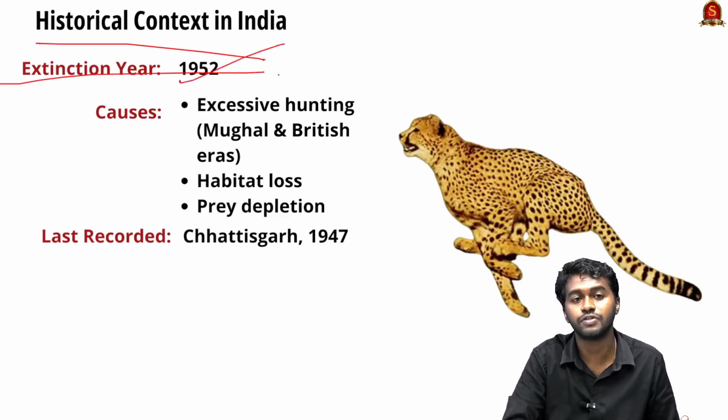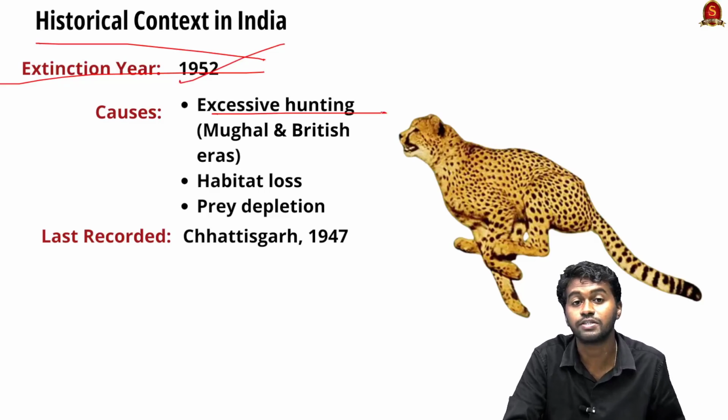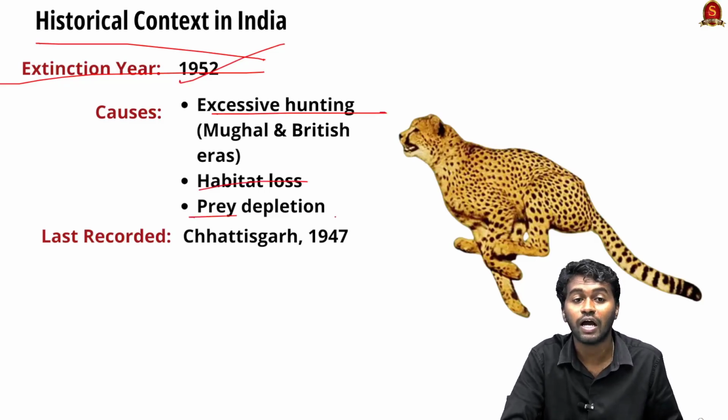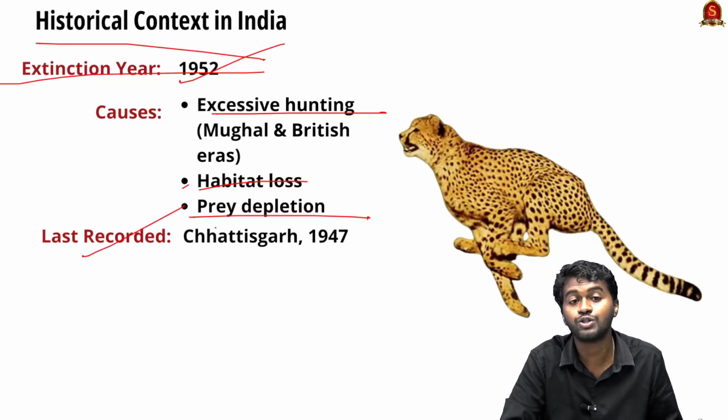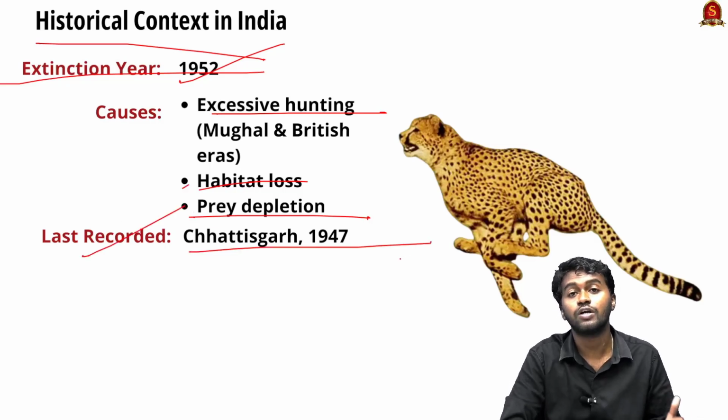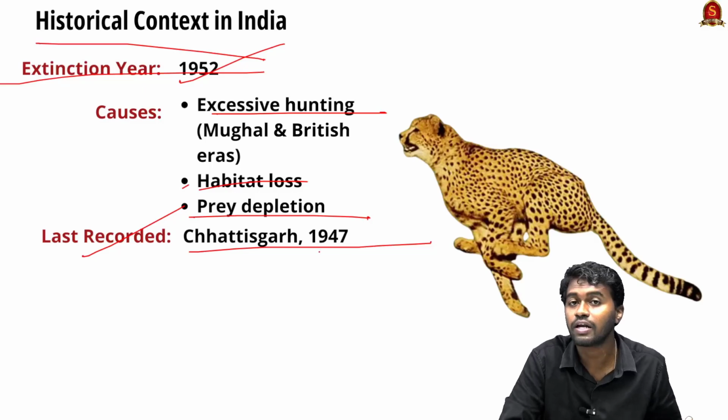So coming to the historical context, the cheetah was declared an extinct species in the year 1952. What were the causes? Excessive hunting, habitat loss, and the depletion of prey were the primary reasons behind the extinction of the cheetah in the year 1952. And the last recorded cheetah was found in the state of Chhattisgarh in the year 1947.